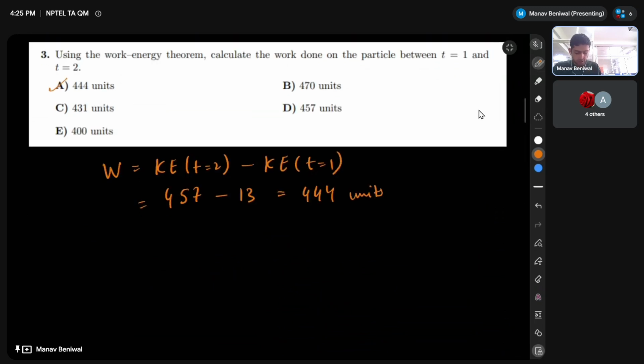Okay, so this is called work energy theorem, that all the work done by the force gets converted into kinetic energy of the particle. So the difference of this kinetic energy, delta E, is equal to the work done by the force. Okay, pretty simple.